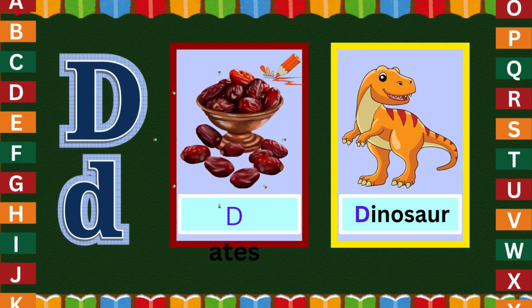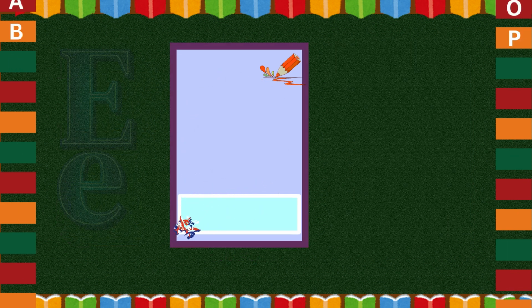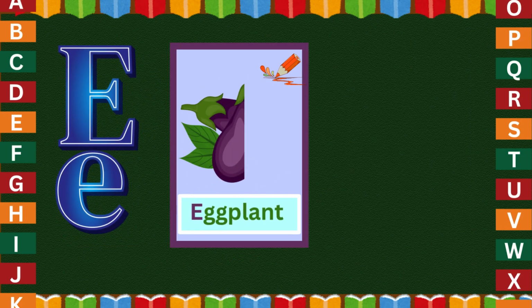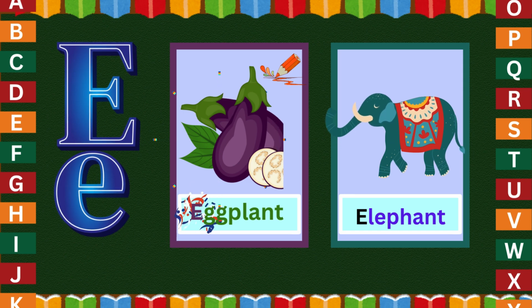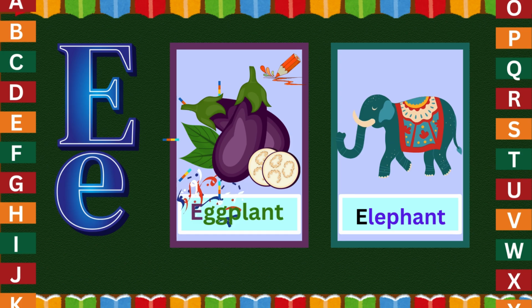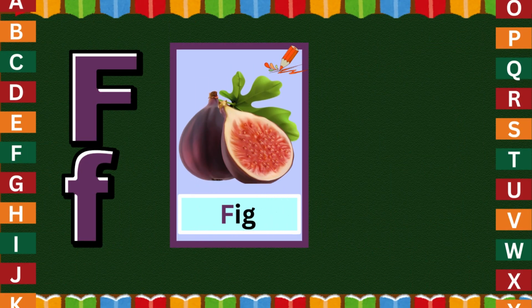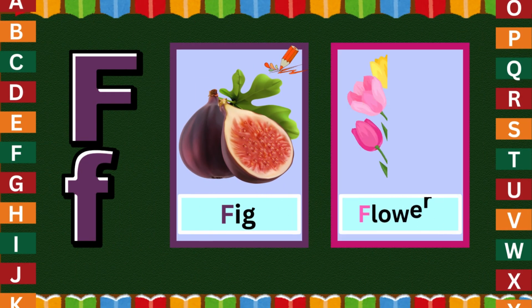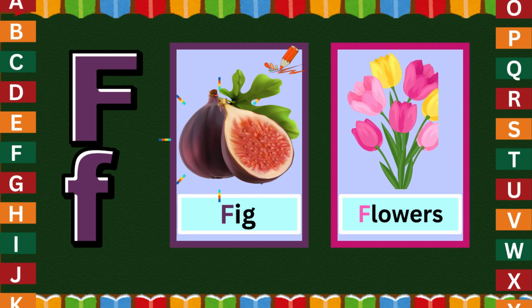L for lemon. M for mushroom. M for moth. N for nectarine. N for nest. O for onion. O for orange. P for pumpkin. P for pineapple. Q for quince.